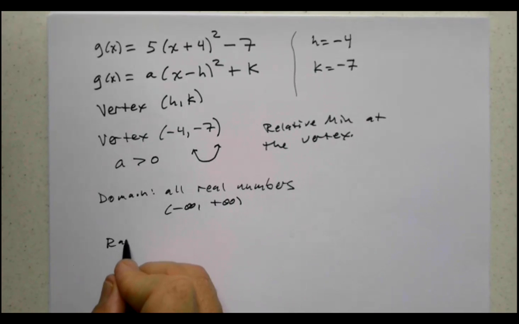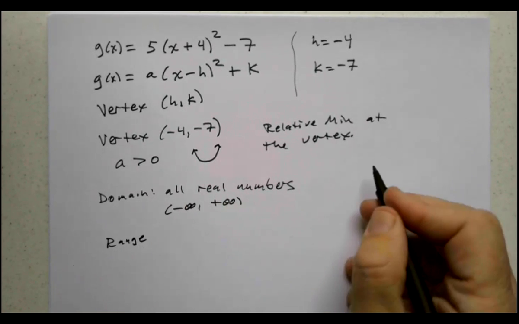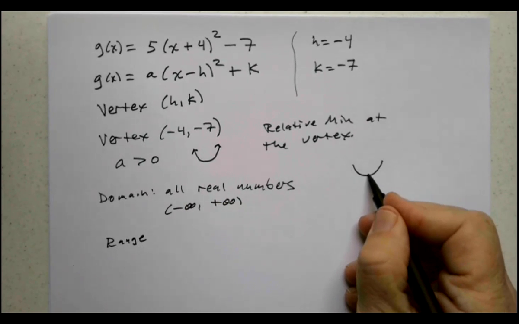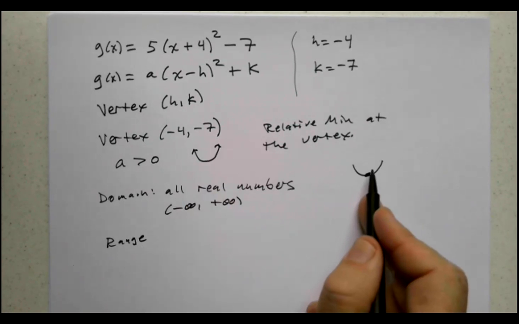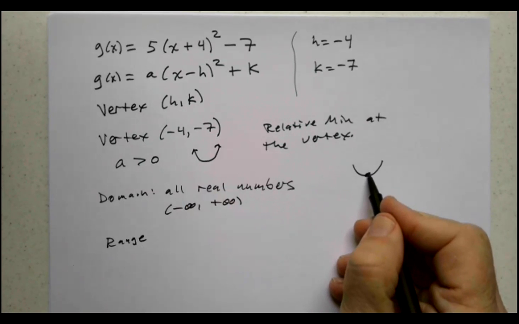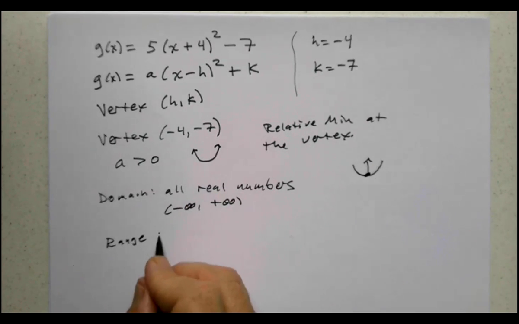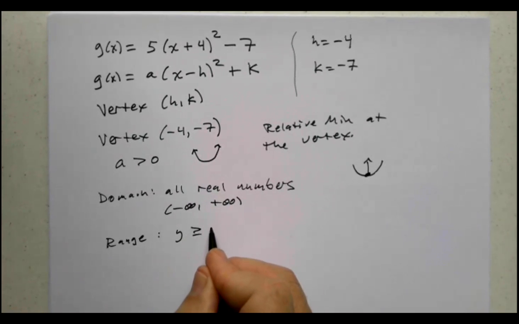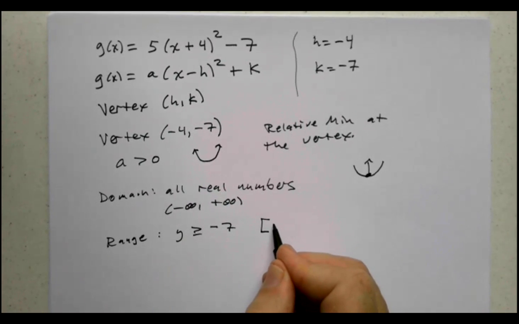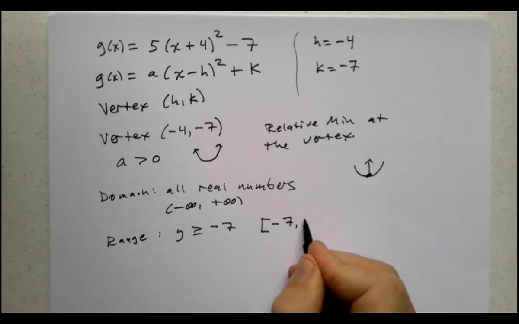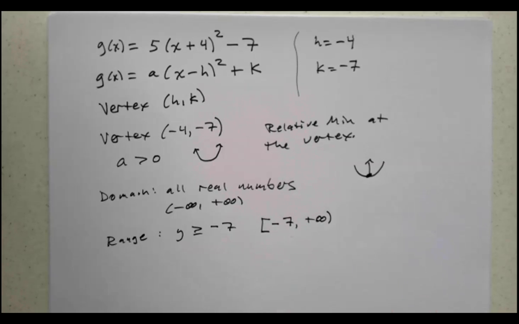Now, how about the range? Well, again, we saw this was our graph. So the lowest y value we have is here. That's the y value on our vertex. So our y values are this y value and higher. So our range is y is greater than or equal to -7, which in interval notation would give us from -7 to +infinity. And we can see that on the graph.